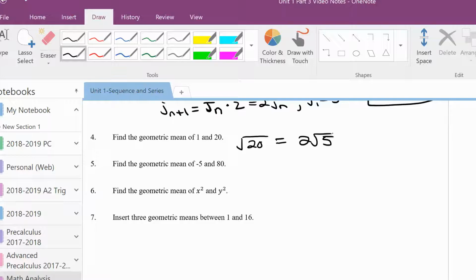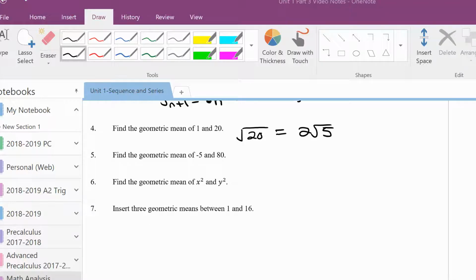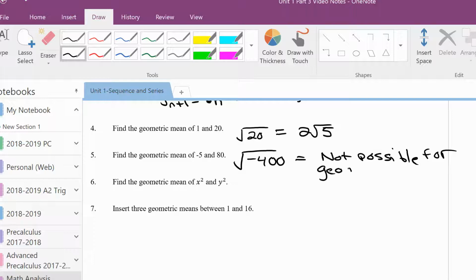For number 5, the geometric mean of negative 5 and 80 would be the square root of negative 400. And so this is not possible because all geometric means must be positive. We must have a real number.